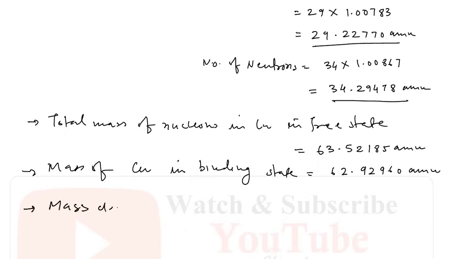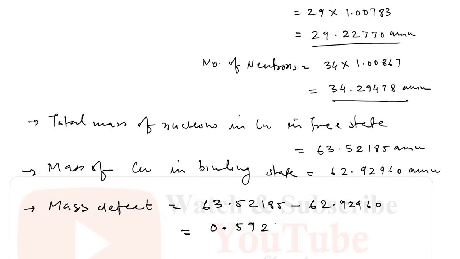So the difference will be equal to the mass defect. Mass defect is equal to the mass of nucleons when they are in the free state, 63.52185, minus when they are in the binding state, 62.92960 AMU. So after subtracting we get the mass defect equal to 0.59225 AMU, where AMU means atomic mass unit.